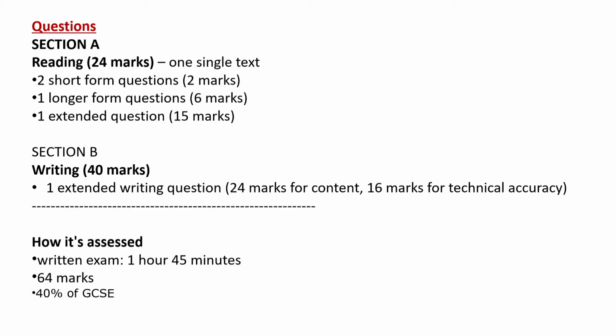Okay? To complete paper 1, you will be given 1 hour and 45 minutes. Overall mark for both section A and B is 64, and this paper is worth 40% of your GCSE in English language. With that being said, I will now guide you through paper 2.